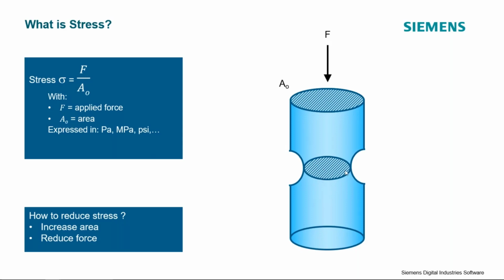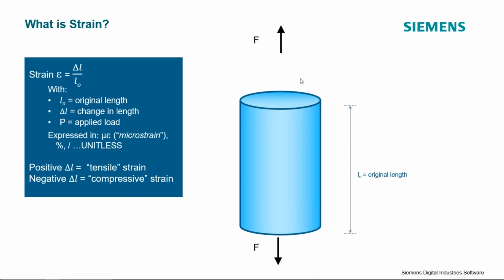And you might see a notched specimen like this in a tensile testing machine, for example. They put notches in the test specimen in order to control the location at which that specimen will fracture. Strain is a change in length over length.